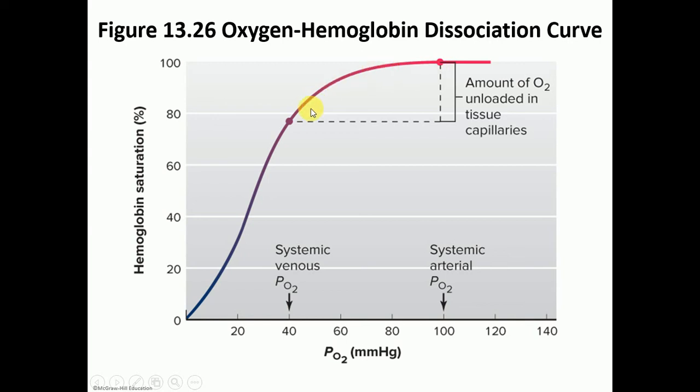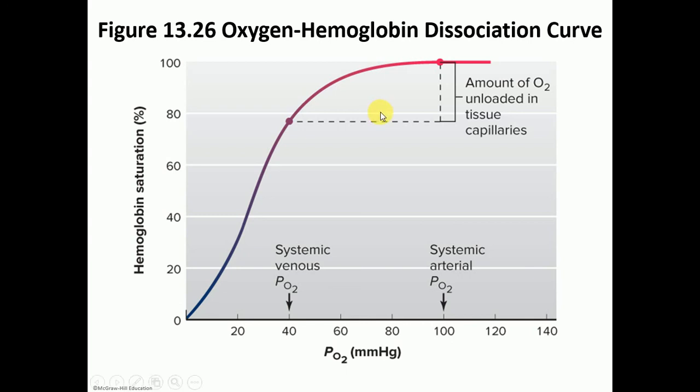Now again, how is it that it lets go in the tissue? This is the part of the oxygen that is going to be unloaded at the tissue level. There are certain factors that help that to happen, and these are the factors that we're going to be talking about.